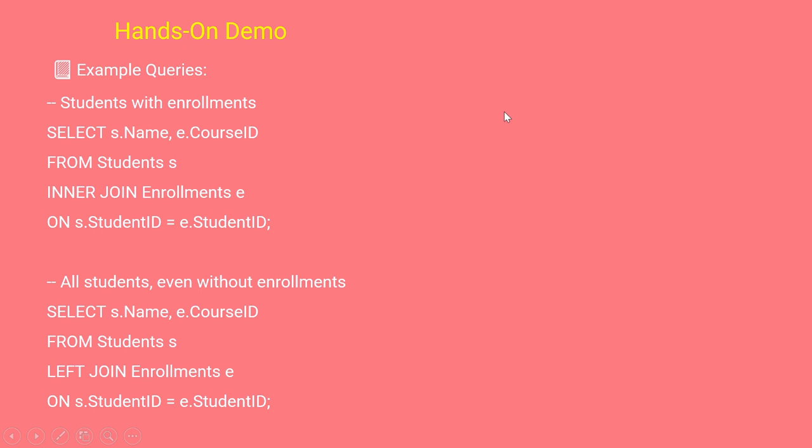Let us run two queries. The first uses inner join to show only students with enrollments. The second uses left join to show all students, including those without enrollments.